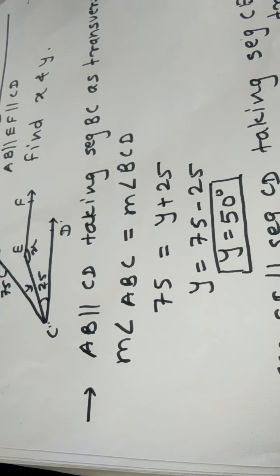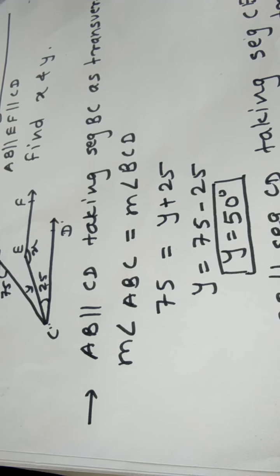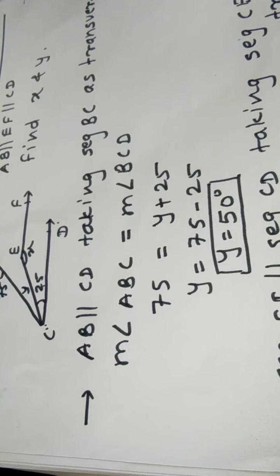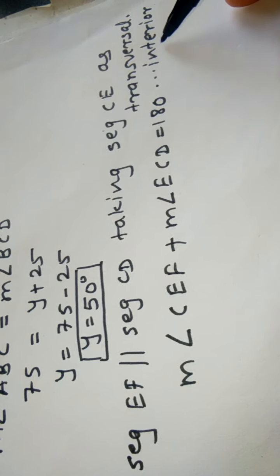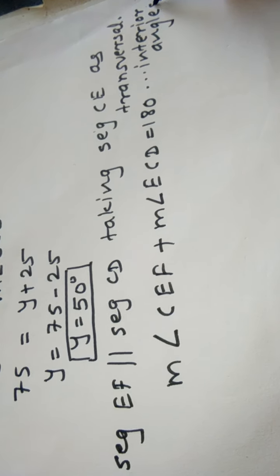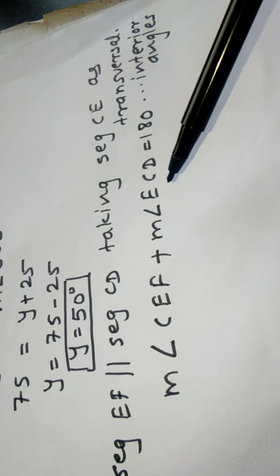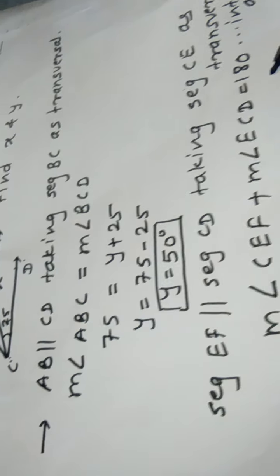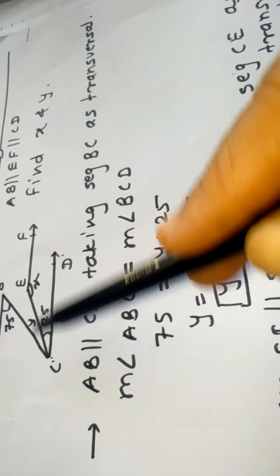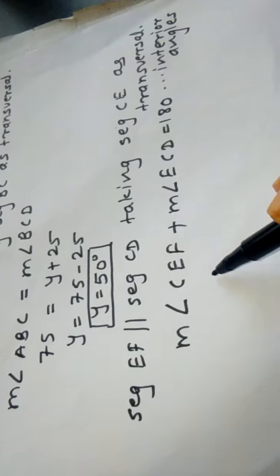Measure of angle CEF plus measure of angle ECD is equal to 180 degrees. Why? They are interior angles. If two lines are parallel and one transversal is there, then interior angles are supplementary, that is their sum is 180 degrees. CEF means it is X plus 25.